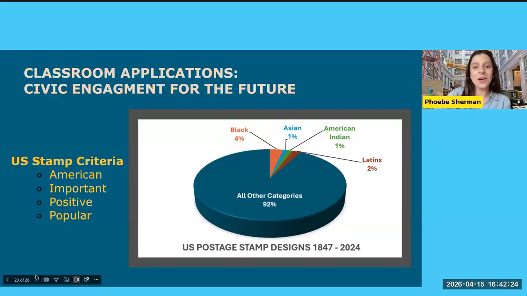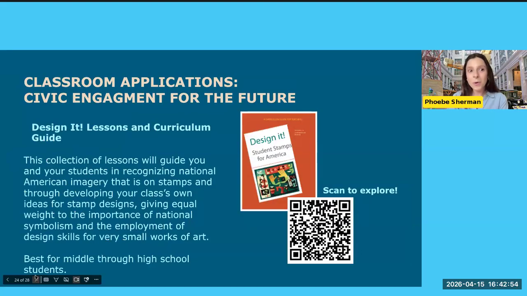So I do want to share, if you are interested in engaging young people in this work, I mentioned at the beginning that anybody in the United States can propose an idea for a stamp to the US Postal Service. And I want to wrap up by sharing a few resources on how you can help support your students in actually taking that civic action to share their ideas of what they believe should be on postage stamps. So I have a couple of resources that I would like to share with you.